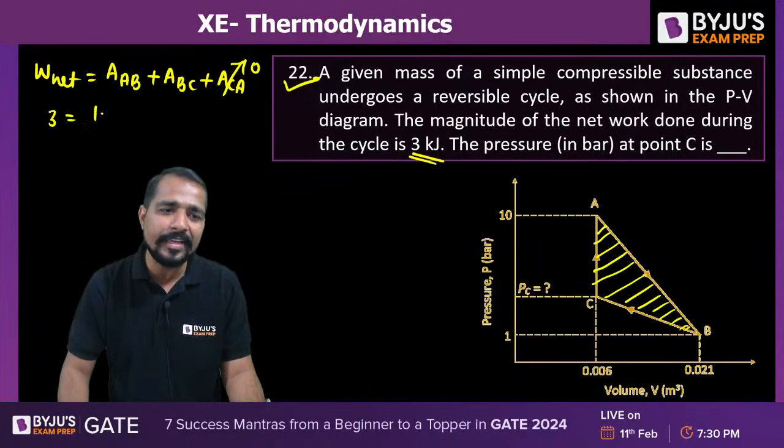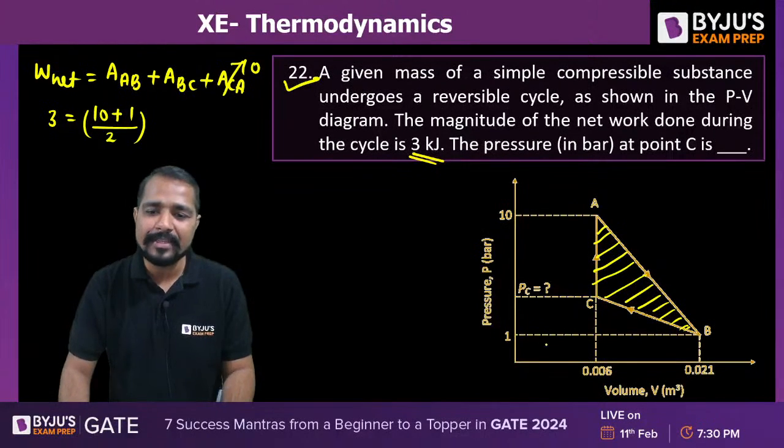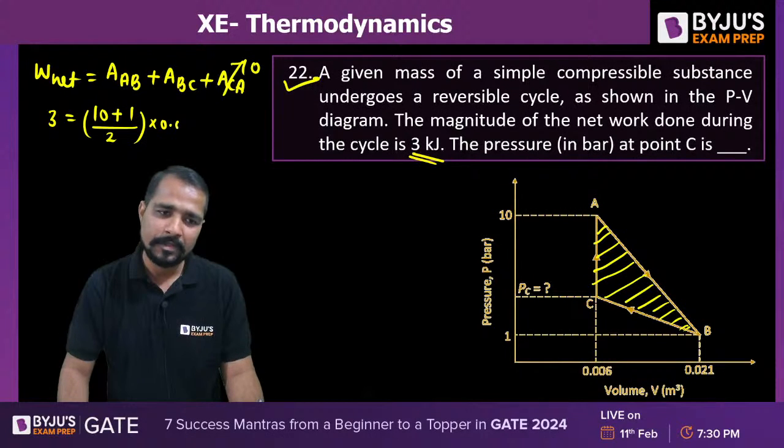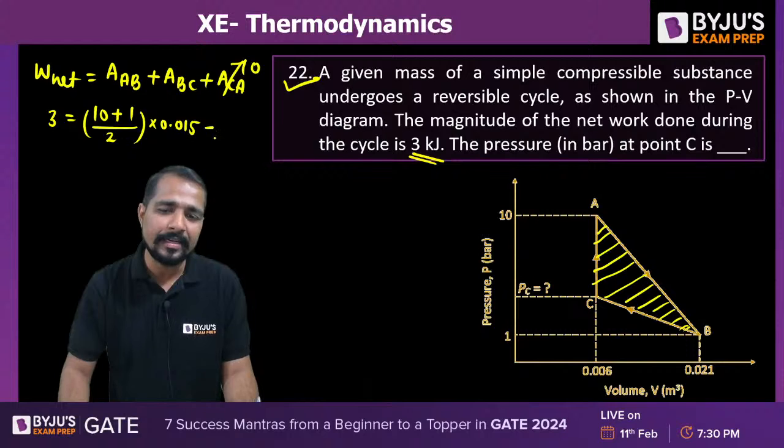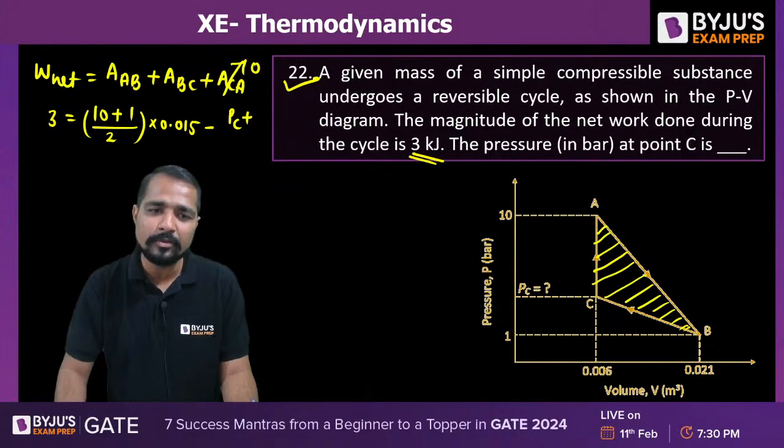The area under AB will be equal to 10 plus 1 divided by 2 multiplied by the difference, that is 0.015. Plus the area of this one, that will be the minus area. Do you know minus area? Because it is the compression process, this will have the negative area, that is equal to PC plus PV 1 divided by 2 multiplied by 0.015.